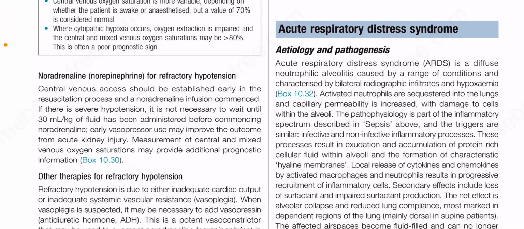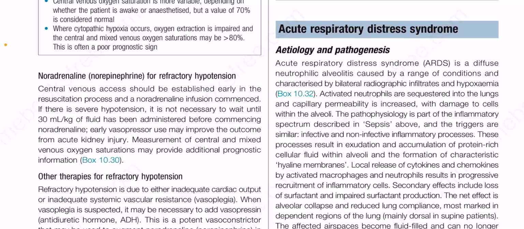Acute respiratory distress syndrome, etiology and pathogenesis. Acute respiratory distress syndrome (ARDS) is a diffuse neutrophilic alveolitis caused by a range of conditions and characterized by bilateral radiographic infiltrates and hypoxemia.